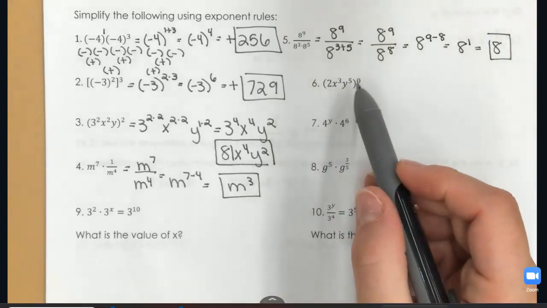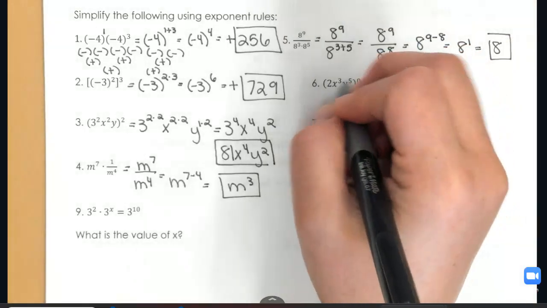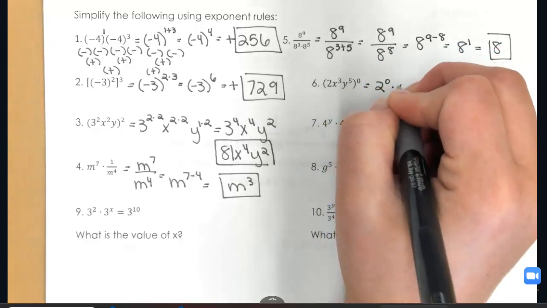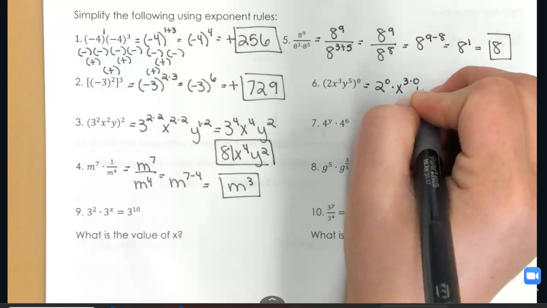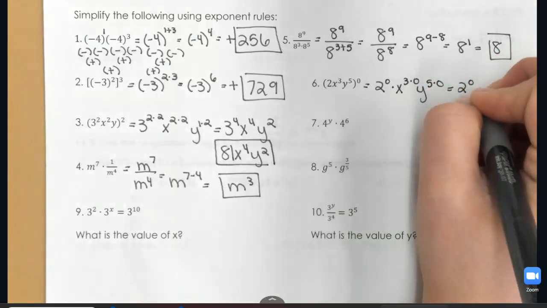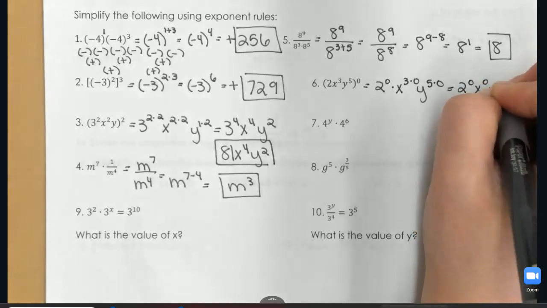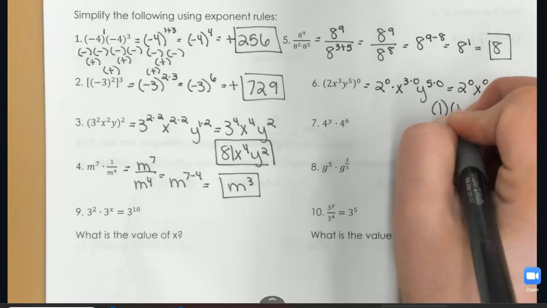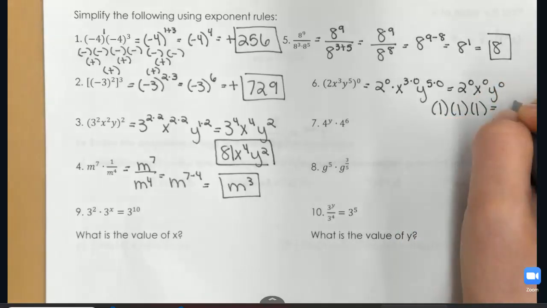Moving on to 6, this is again power of a product, so I am going to raise everything inside here to the 0 power and multiply my exponents when necessary. So I'm going to end up with 2 to the 0, x to the 0, y to the 0. Well, anything to the 0 power is 1, so this is 1 times 1 times 1, which is 1.